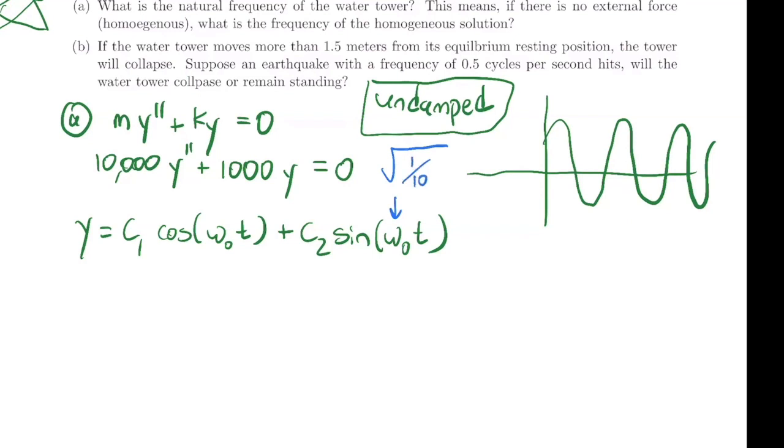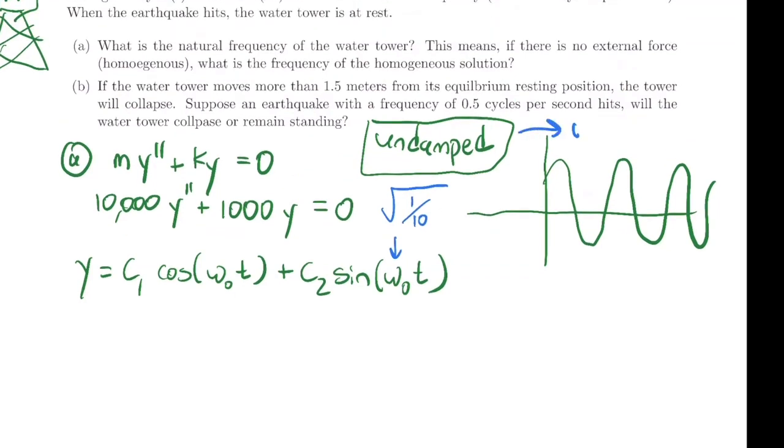Yeah, that's right. And so in general, if you're reading the book, they tell you that when you have an undamped system, this is going to equal the square root of k over m. So there is some relation to the stiffness of the spring and the mass. So that 1 over 10 came from k over m, and then we take the square root.